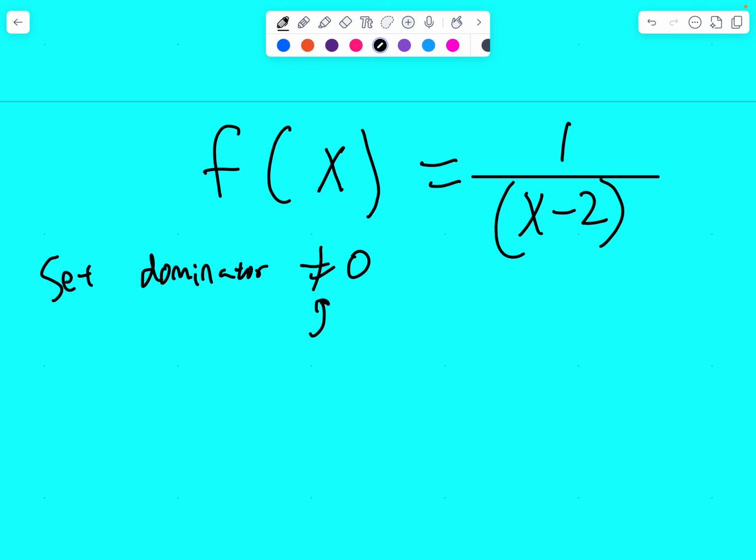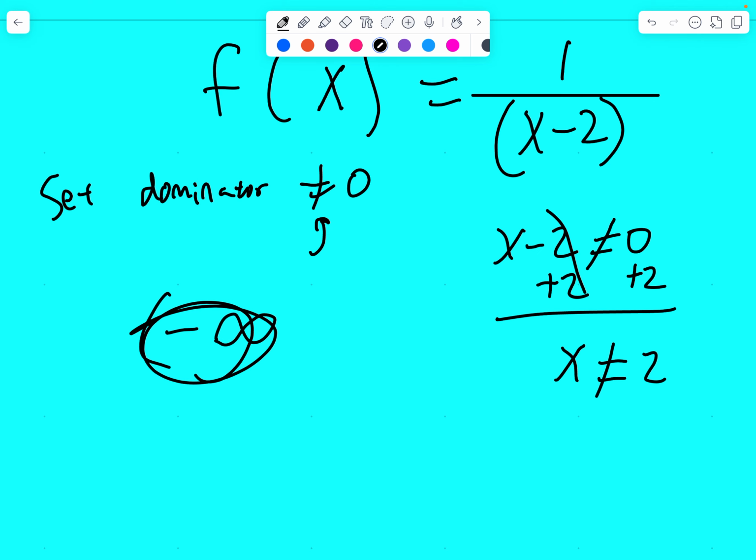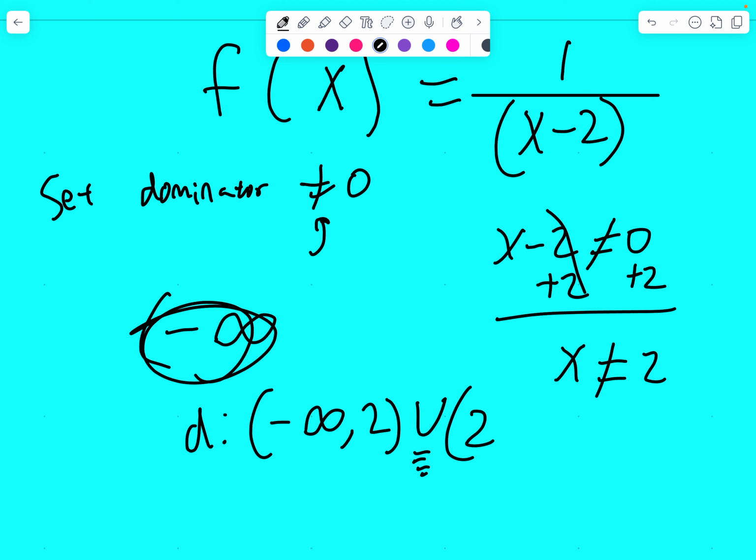So the domain would be negative infinity. Oh, I don't want to spoil it actually. So we're going to have x - 2 not equal to 0. You add 2 on both sides, and then you're going to see x cannot be equal to 2. So the domain would be negative infinity up to 2, and then this is just a simple kind of like as well as. Then you have 2 to infinity. These are parentheses.